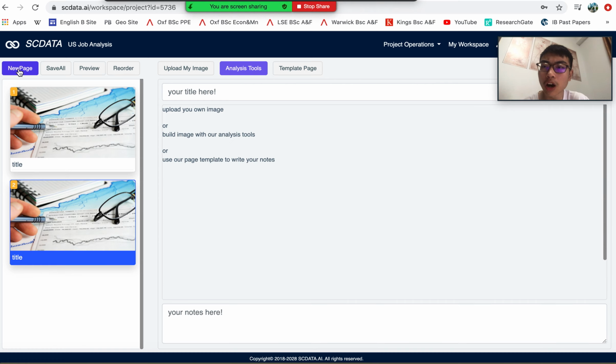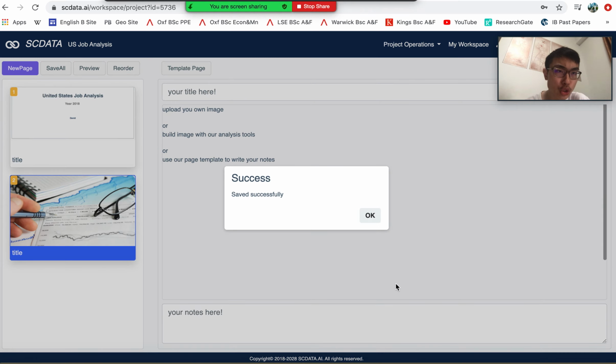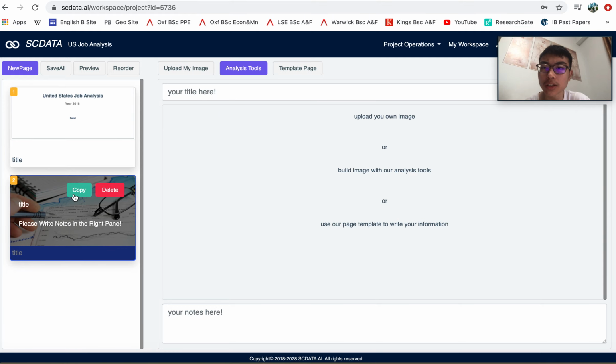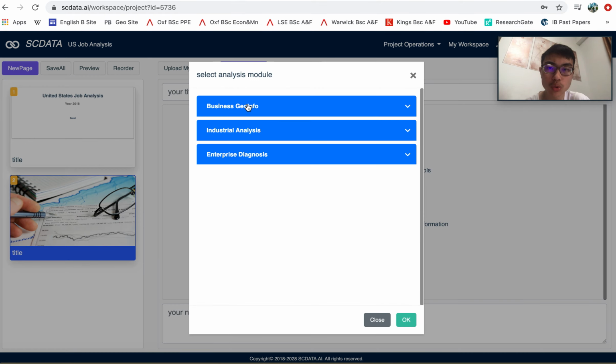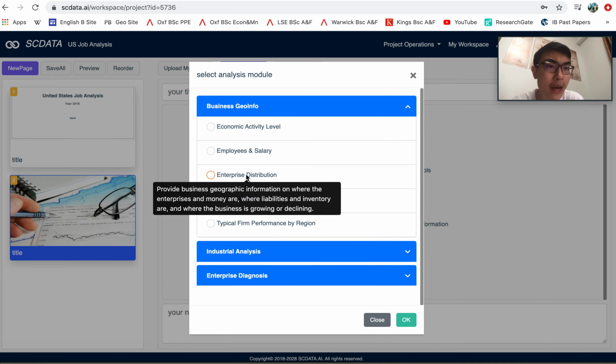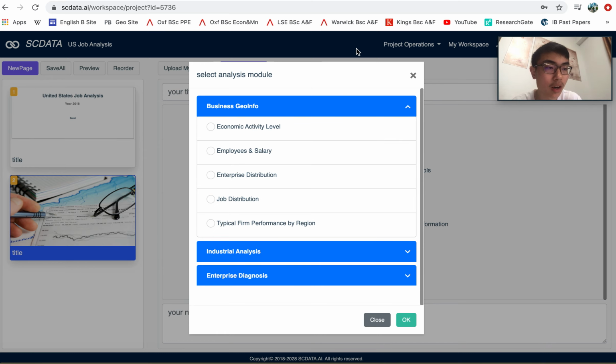And you have a new page now. Okay, so now I'm going to introduce you to the analysis tools. The analysis tools are pretty comprehensive. If you see, here's analysis tools. You have 3 categories. The first category is focused on geo-info, basically provides you with geographical information concerning enterprises, concerning employees, concerning your salaries, and so on. You can see there are 5 respective functions that you can use under this geographical analysis, where you can gather essential data and information.